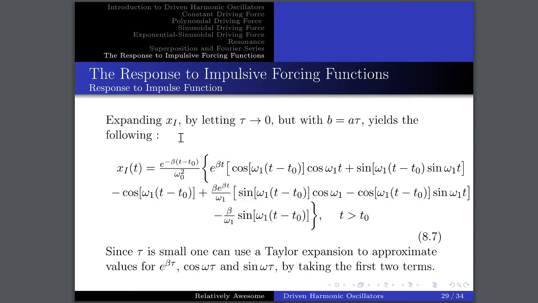Expanding x sub I by letting tau approach 0, but with b equal to a tau, yields the following equation. And this equation looks ugly. However, we can apply the Taylor expansion to give an approximate solution. Since tau is small, by the way, this is only for when t is greater than t sub naught.